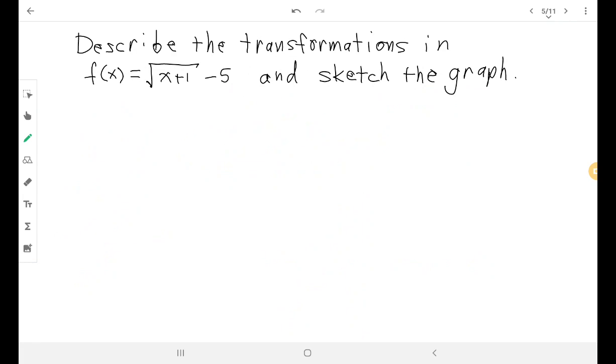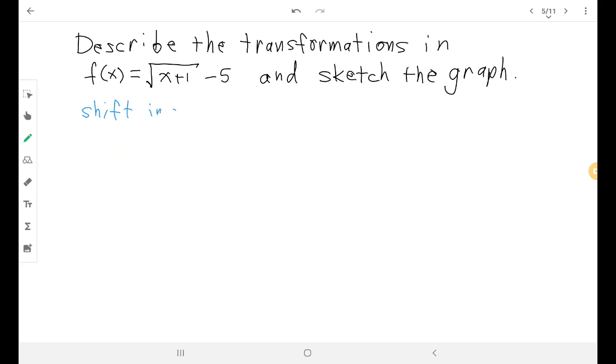And let's move on to the next question. All right, describe the transformations in f of x equals the square root of x plus 1, then 5 less than that, and sketch the graph. So let's talk about the transformations. It's all addition and subtraction, so there's only shifting or translating. Shifts are called translations in transformation speak. But so let's talk about the shifts.